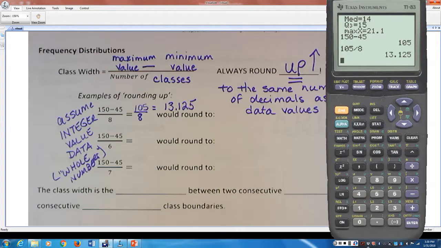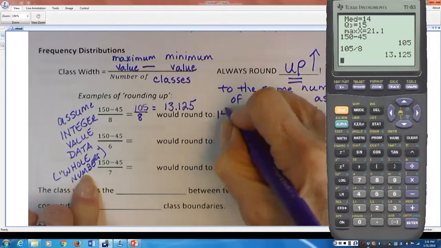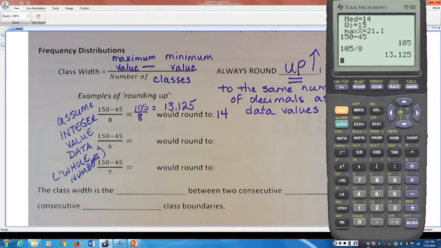But because we always round up, we're going to round that up to, since we're talking whole numbers, 14. Which is very counter to what you normally would have done. And I'm going to show you why it's necessary that we do that.